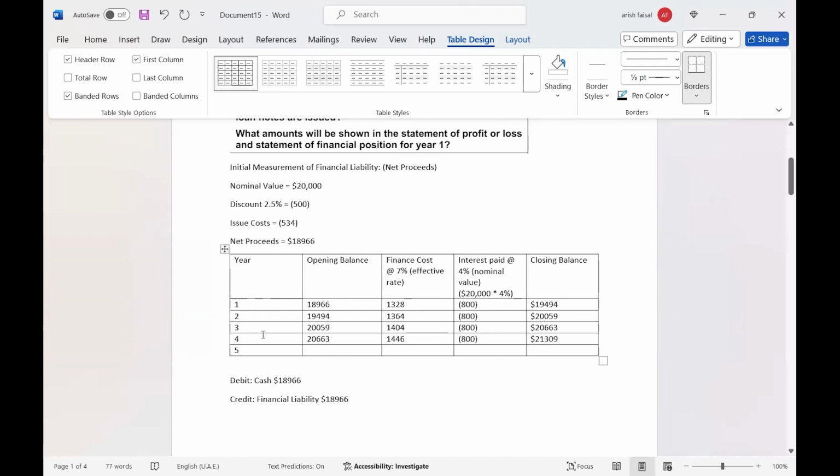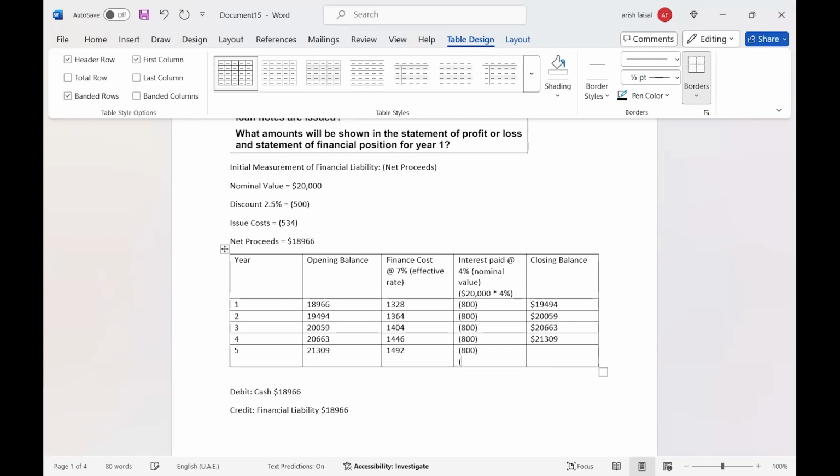Okay. And lastly, the last year, 21309. Again, you apply 7% on that, you get 1492. That's the last year expense. Now, in the last year, the company has to pay obviously the interest. They will also pay the principal amount, which was 20K, and they will also pay up the premium. The premium was 10%, so that's 2000.